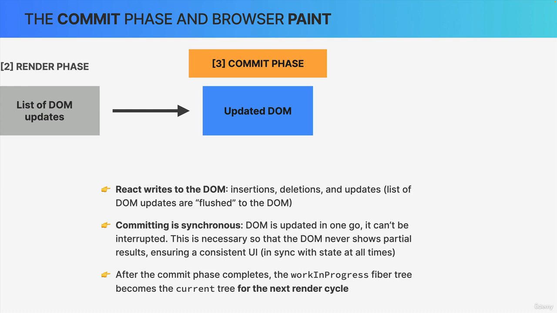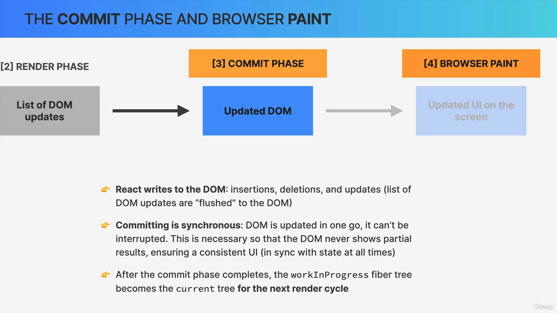The browser will then notice that the DOM has been changed, and as a result, it will repaint the screen whenever it has some idle time. So this is where these DOM updates are finally made visible to the user in the form of an updated user interface. Now, I'm not going to go into how this phase works, because this is really more about how browsers work internally and not React. However, there's still one more thing that we need to talk about.